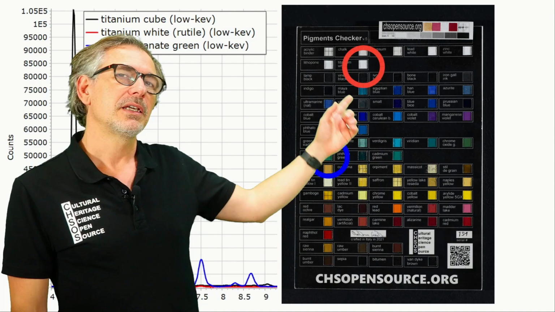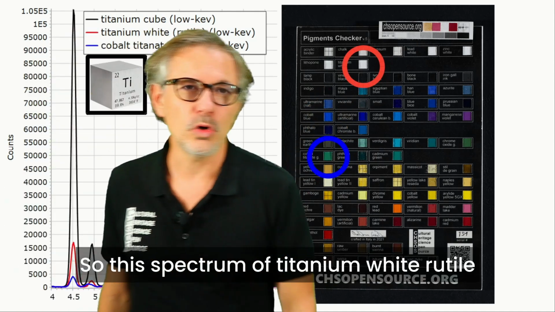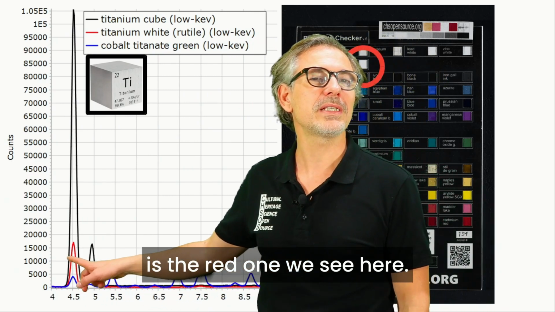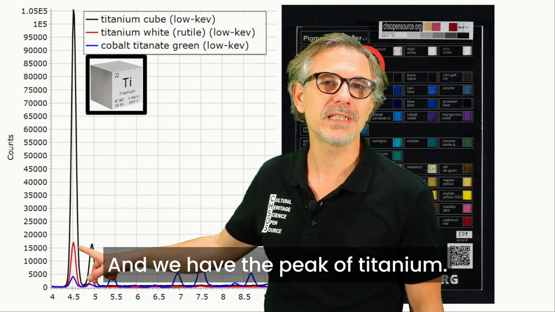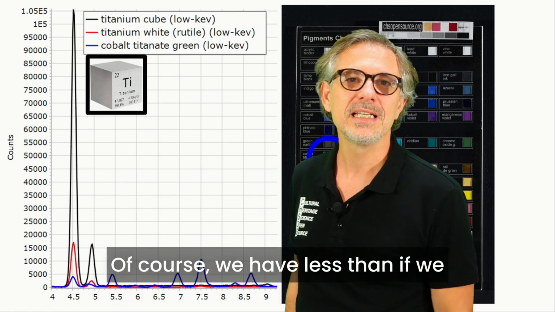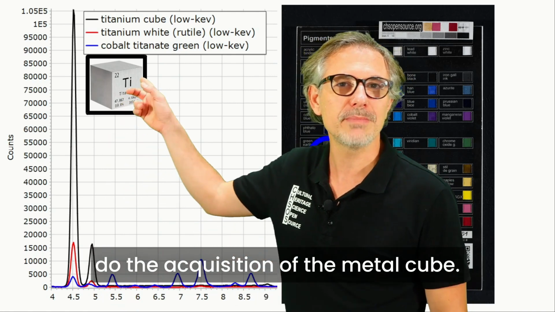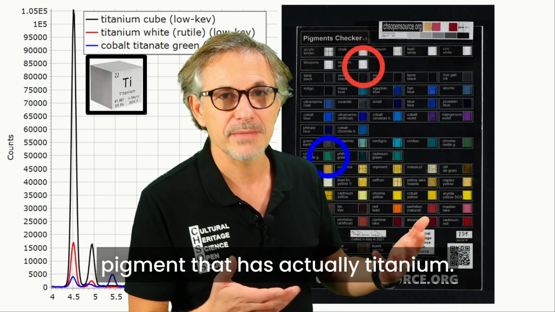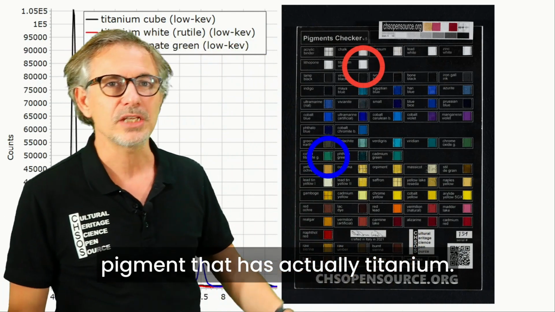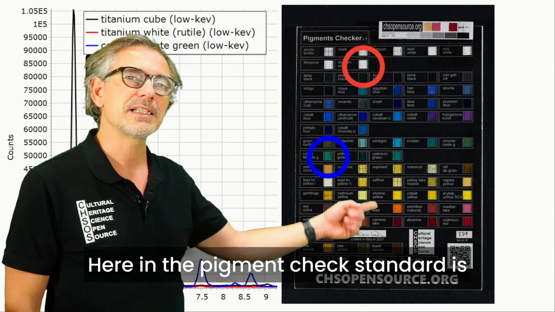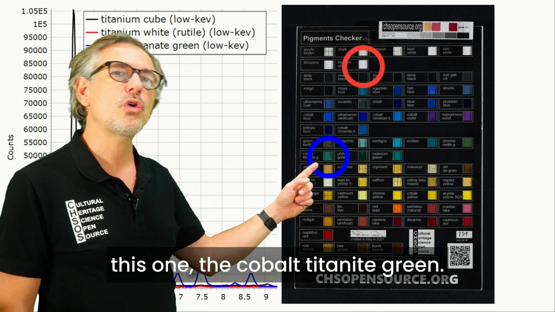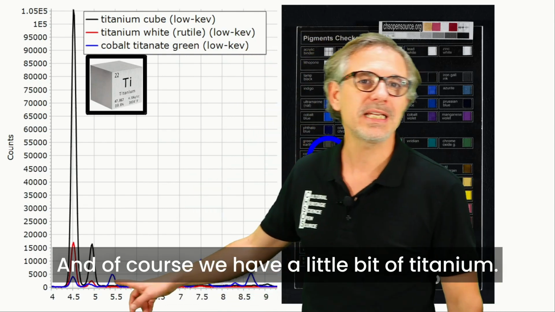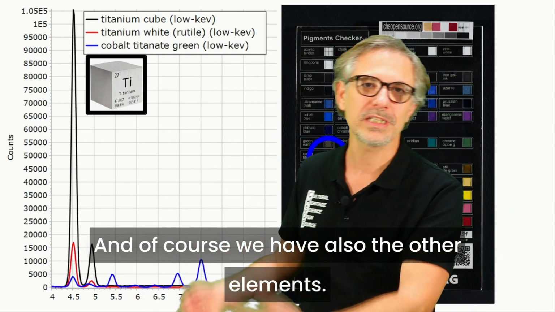So the spectrum of titanium white rutile is the red one we see here, and we have the peak of titanium. Of course, we have less than if we do the acquisition of the metal cube, but there it is. Then we can test the other pigment that actually has titanium. Here in the pigment checker standard is this one, the cobalt titanite green. And of course we have a little bit of titanium, and also the other elements.